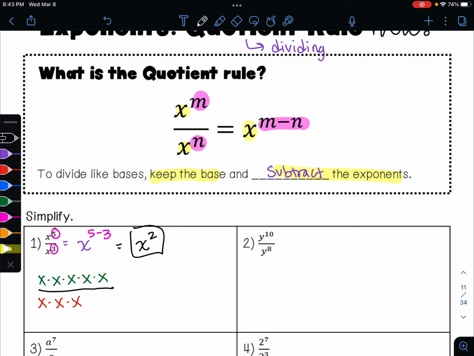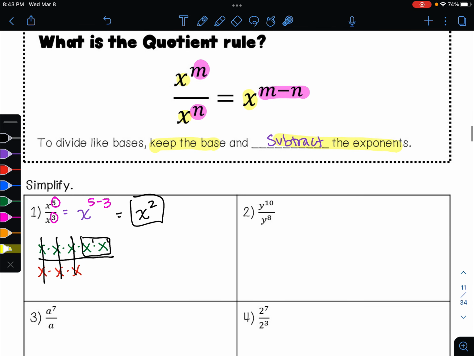Well, we know that anything divided by itself is 1, right? Like 2 divided by 2 is 1, 4 divided by 4 is 1, 7 divided by 7 is 1. Same thing with x divided by x, that's also 1. So these x's can cancel because they give us 1. X divided by x is 1, and x divided by x is 1. That just leaves me with 2 x's on top. X times x, these both have an invisible exponent of 1. 1 plus 1 is 2. So that's why this rule works.